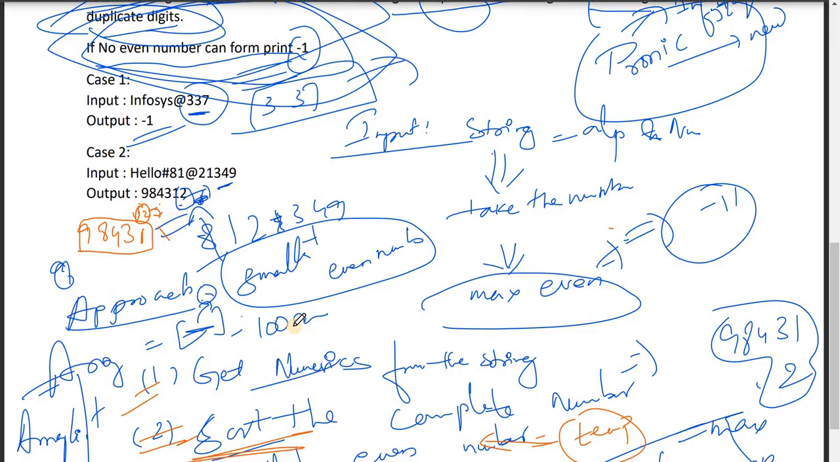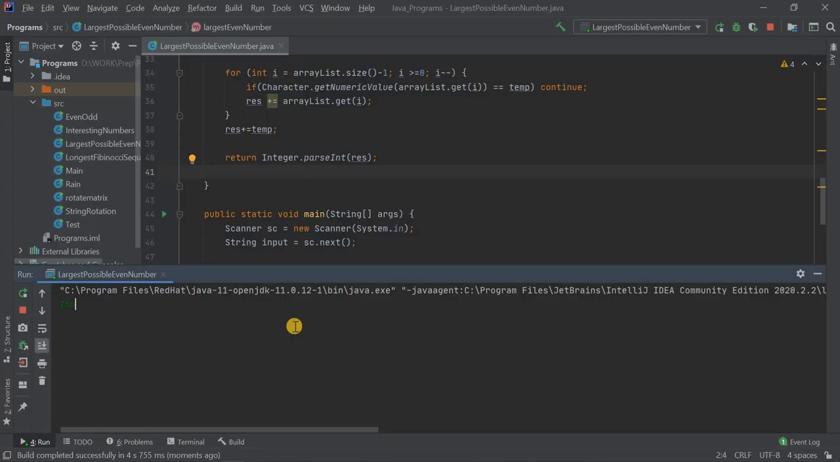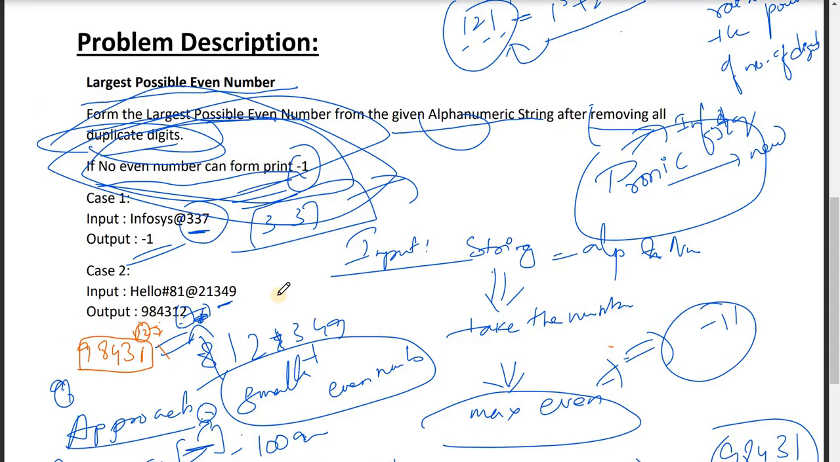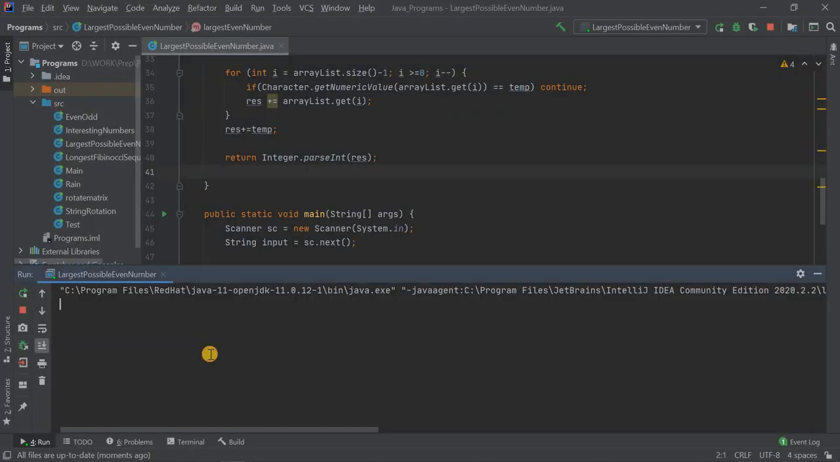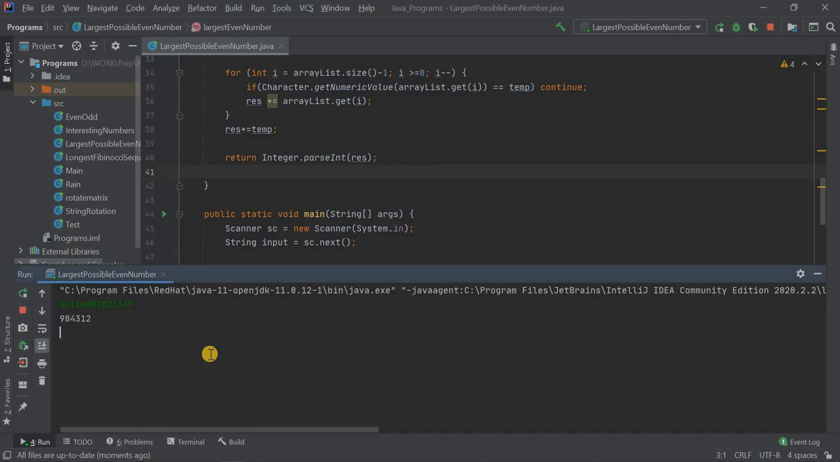Okay, it's asking for the input. Let's enter Infosys@367. Infosys@337. And this one, that's correct. And hello#81@21349.